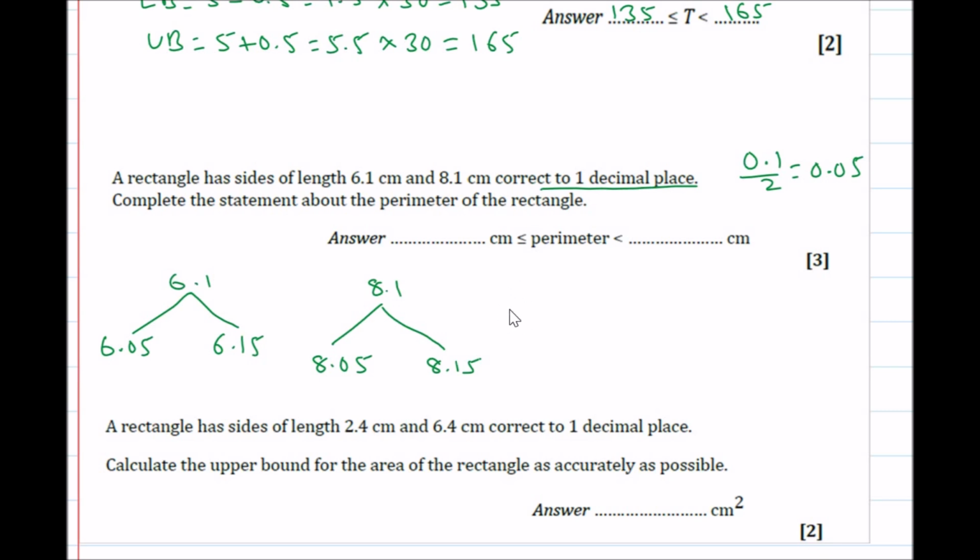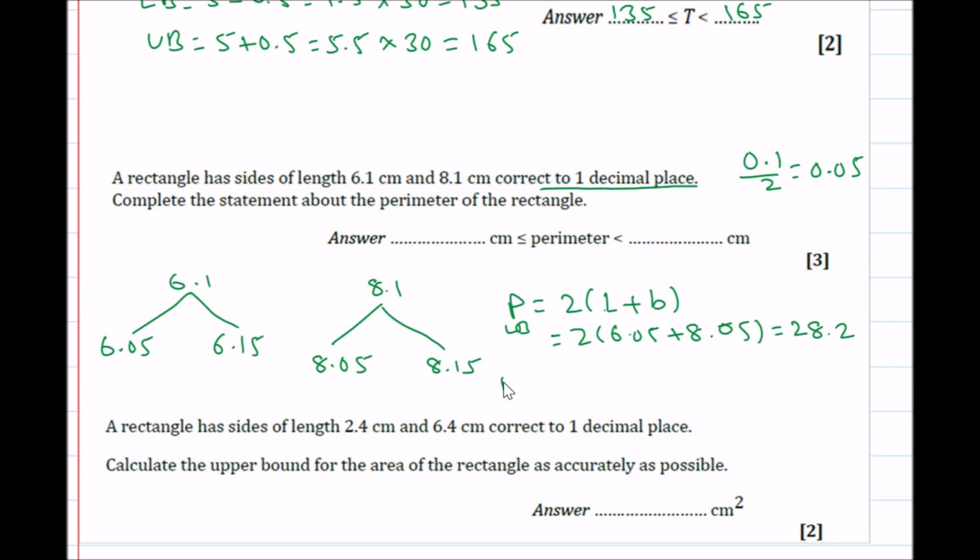Now we have to find the perimeter lower bound and upper bound both. In perimeter, the formula is perimeter equal to 2 times L plus B, right? So here addition is involved, right? So if you have to find the lower bound, you will take the lower bound of length and width. So it is 2 times 6.05 plus 8.05, and if you multiply out, that gives us 28.2.